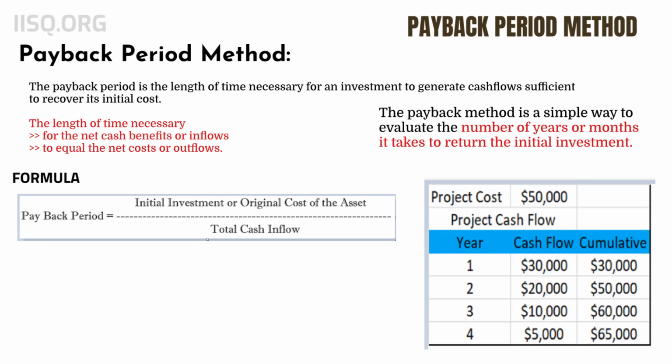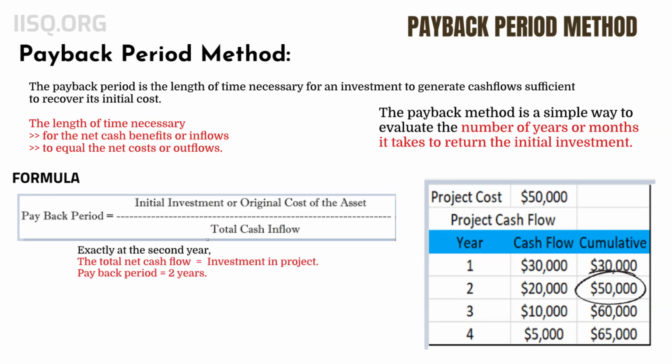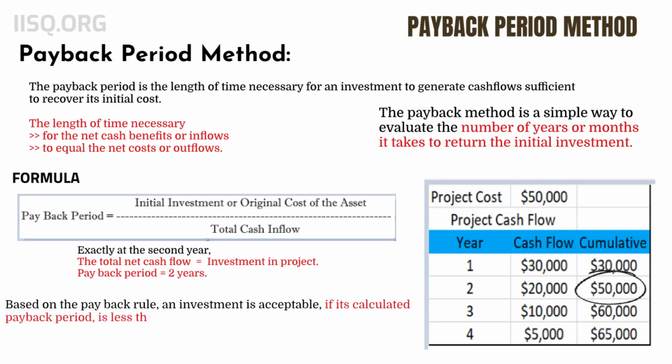For example, a project has an initial investment of $50,000. The project cash flows are as follows. Here, you may note that exactly at the second year, the total net cash flow equals the investment in the project. So this investment pays for itself exactly in 2 years. So the payback period is 2 years. Based on the payback rule, an investment is acceptable if its calculated payback period is less than some prescribed number of years.